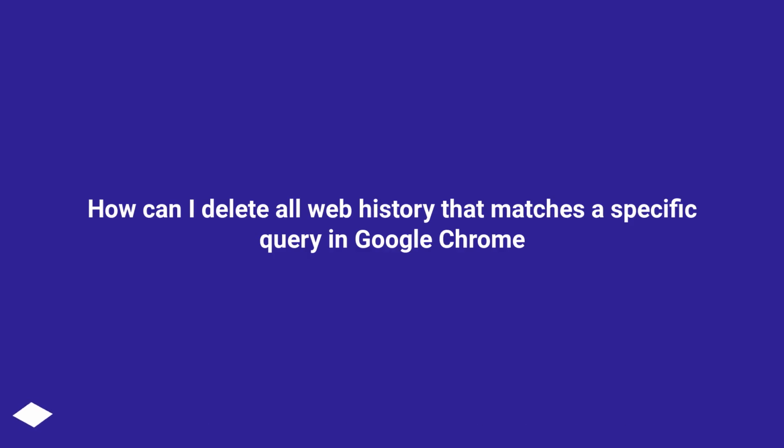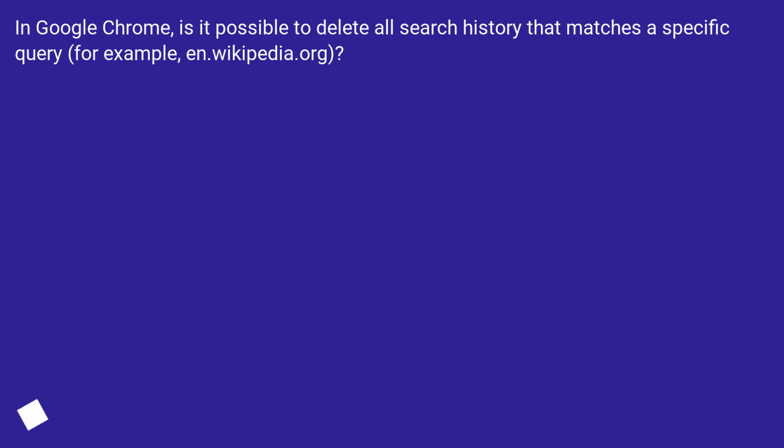How can I delete all web history that matches a specific query in Google Chrome? In Google Chrome, is it possible to delete all search history that matches a specific query, for example, n.wikipedia.org?